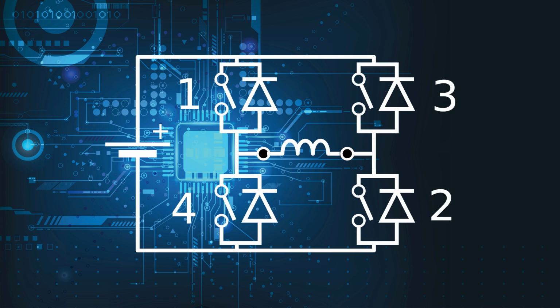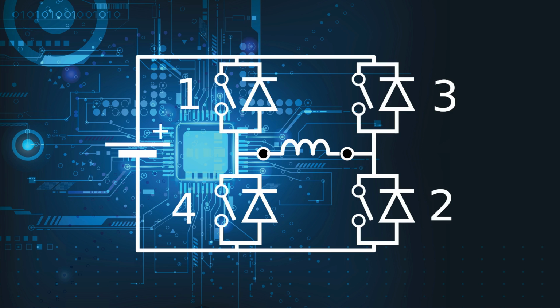An H bridge consists of four devices mainly: device 1, 2, 3, 4. The device can be a MOSFET or an IGBT, and every device has a freewheeling diode in anti-parallel connection. Diodes are required to conduct the freewheeling energy.